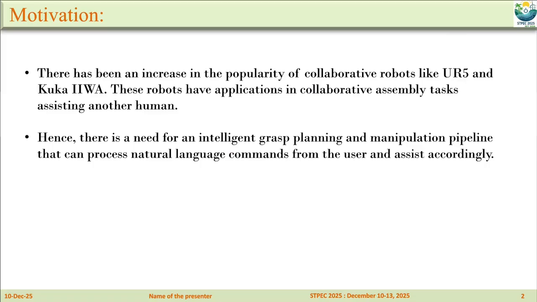The main motivation for our work is the rise in popularity of collaborative robots like UR5 and Kuka Eva. These robots have safety guardrails in place that make them safe to use with other humans nearby. So one possible application might be an assembly task working alongside a human worker. In these cases, it is important for the robot to understand what the human needs and assist them accordingly. Our work aims to bridge this gap by enabling it to process natural human commands from the user and assist them accordingly.